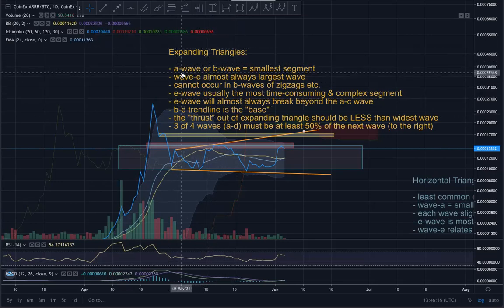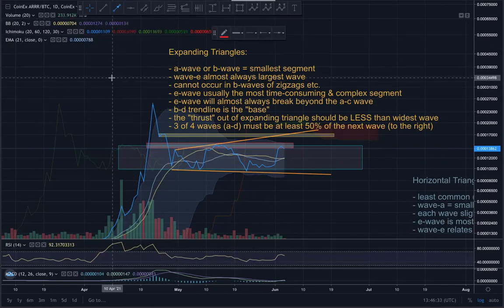Okay, expanding triangles. The A wave or the B wave is going to be the smallest segment. And we're going to see that this is going to be a horizontal expanding triangle if it is. Therefore, the A wave will be the smallest segment, and we can see that. Now, before we go there, question being, anybody who knows, let me know in the comments below.